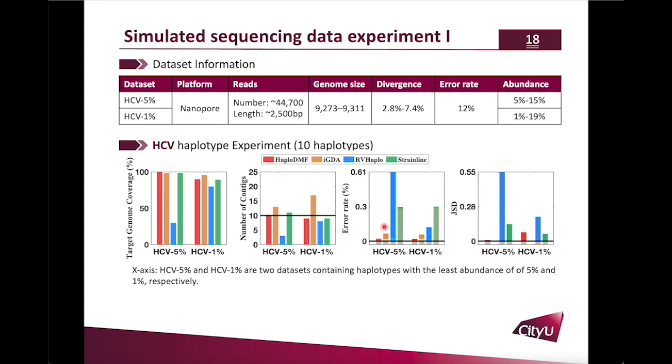HaploDMF only failed to reconstruct the 1% abundant haplotype because the learning model only had a small number of reads from these low abundant haplotypes to train the model. And we found that 1% is the limited abundance for HaploDMF to reconstruct haplotypes.